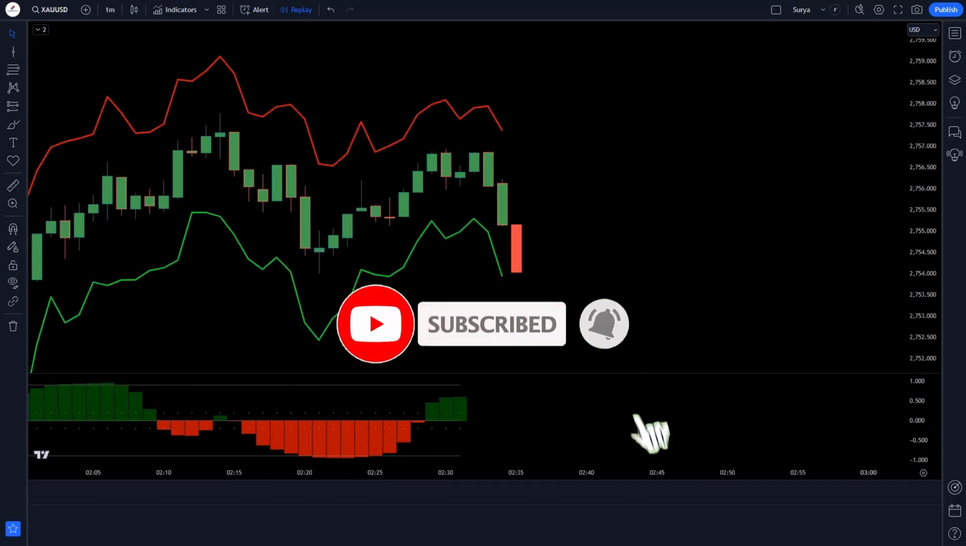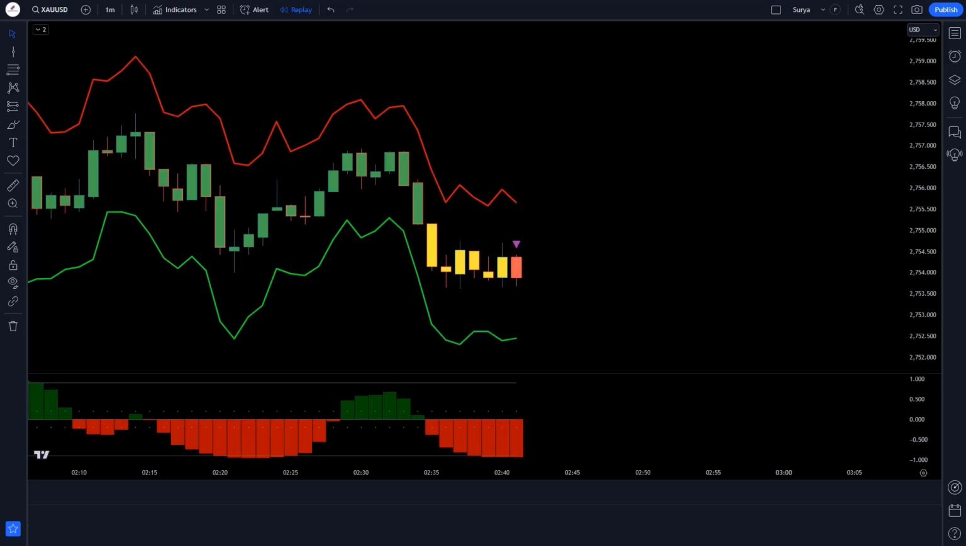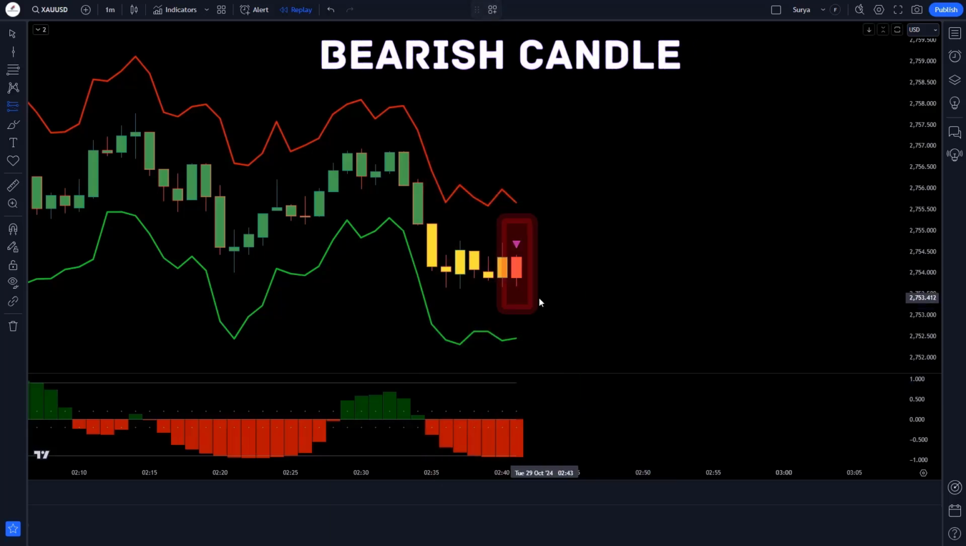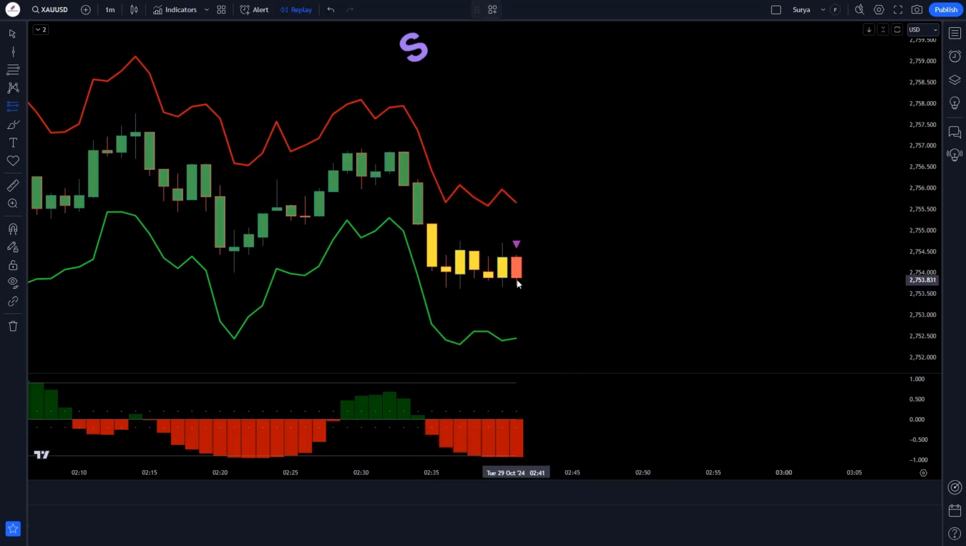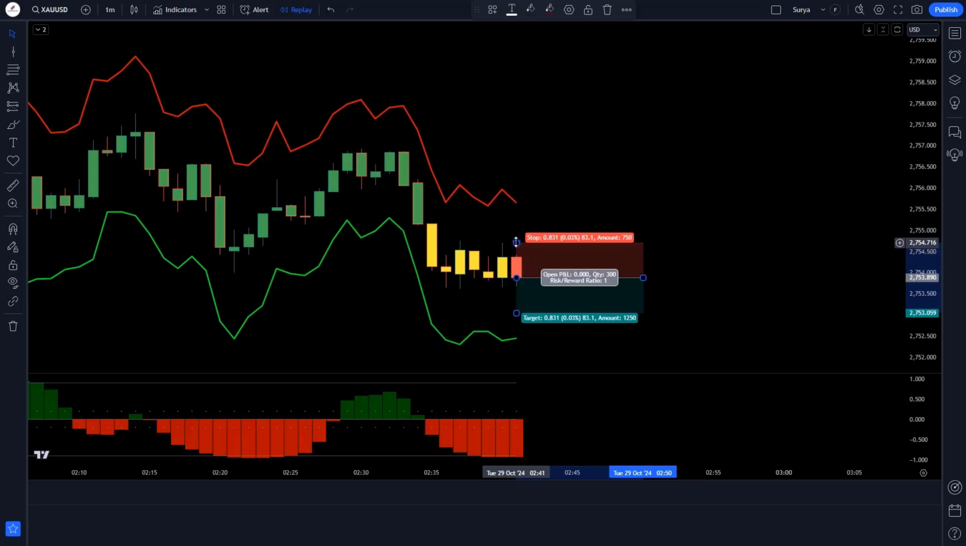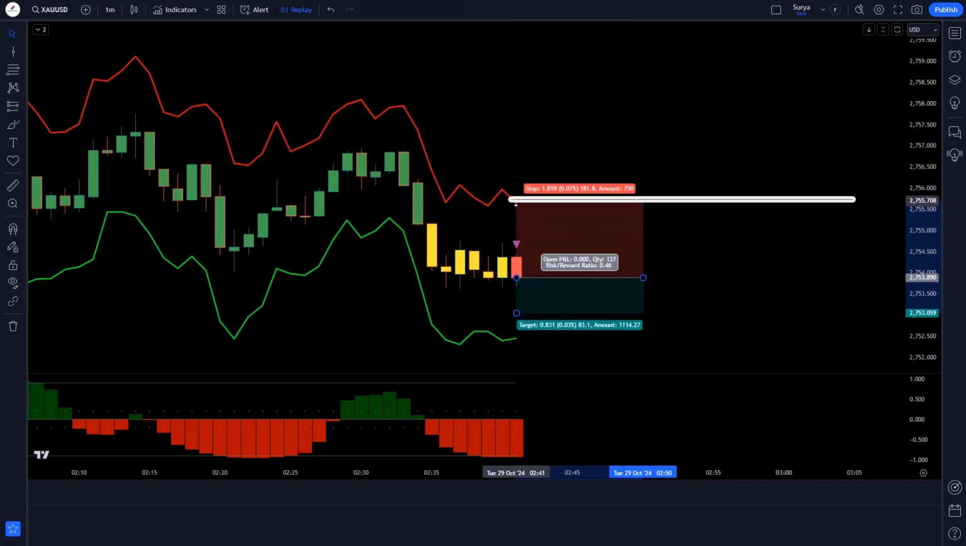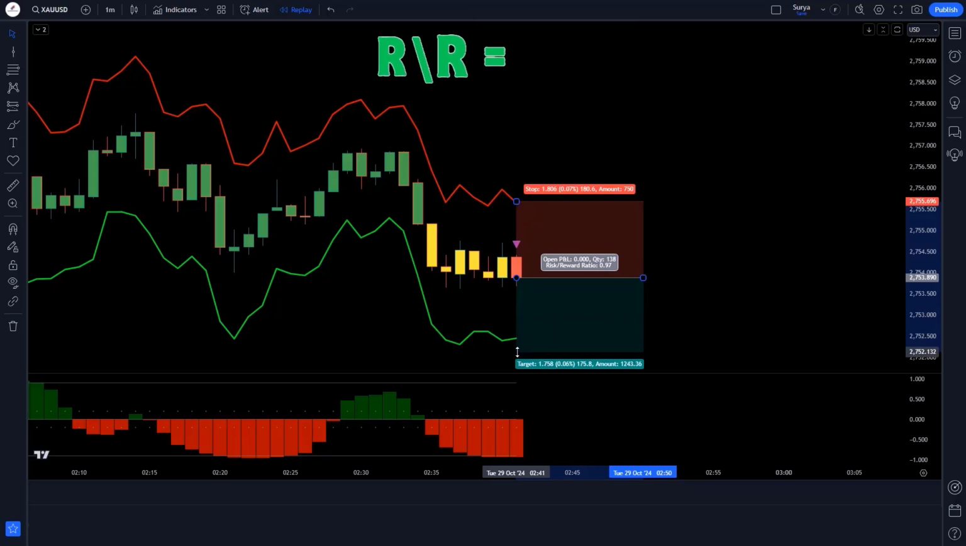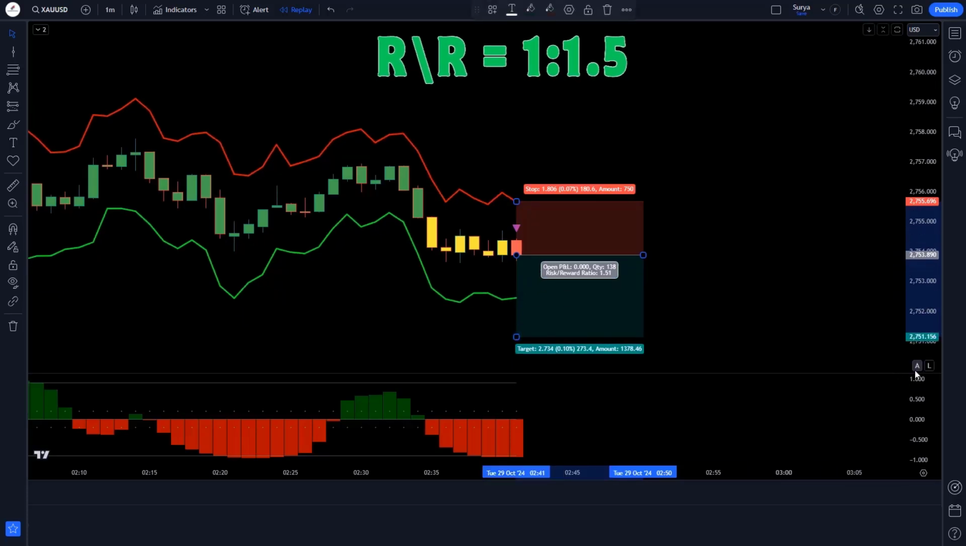Friends, let's see some examples of trades. When the simple EMA trend filter indicator gives us a sell signal, when the Premier RSI oscillator indicator creates a red histogram, and when the market creates a bearish candle, if this condition is met, then we will take a sell order. Our stop loss has to be placed on this red line. And the risk to reward ratio will be 1 to 1.5.